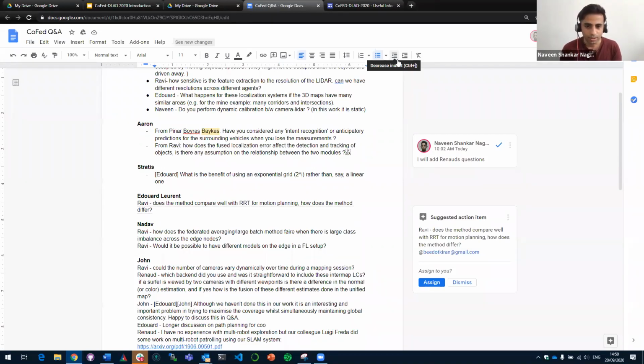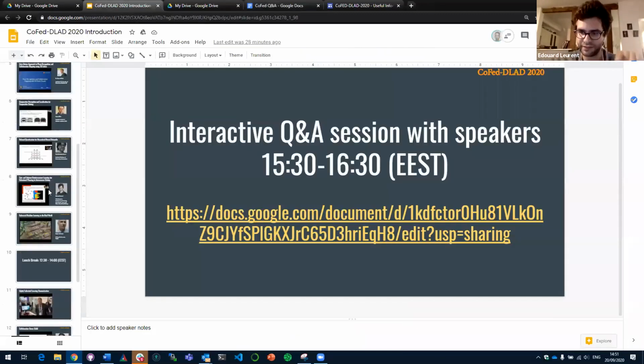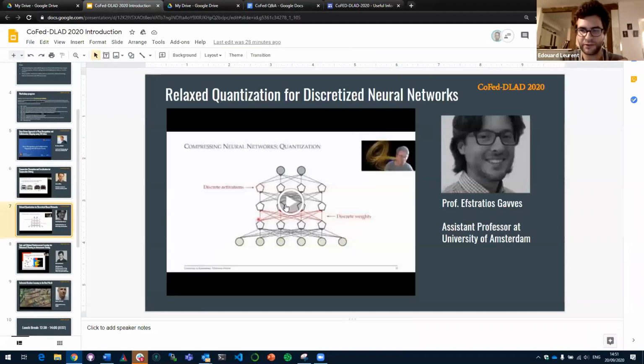Okay, the question is, what is the benefit of using an exponential grid rather than a linear one? Is this somewhere in the paper? Was it seen or described? I think there was one slide where you showed a grid like 2 to the power a, this kind of exponential repartition, but also in other graphs you had linear grids, so I don't really know.